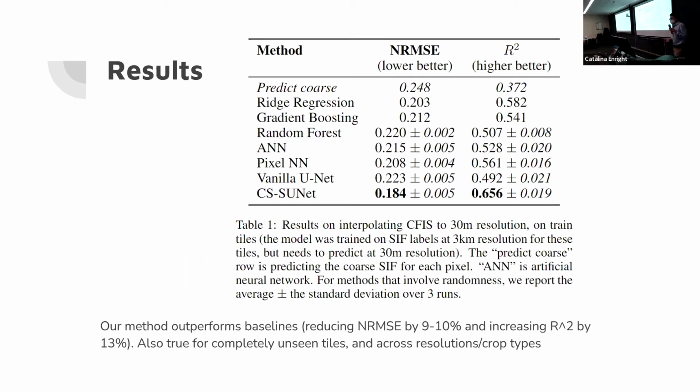In general, the results are pretty promising in that our model outperforms a lot of other competing approaches by a reasonable margin. Here, our model has a normalized root mean squared error of about 18% of the true average SIF, whereas others are above 20%. In relative terms, it outperforms baselines by reducing the root mean squared error by about 9 to 10%. This also holds even if the tile is completely unseen, and across multiple resolutions and crop types.